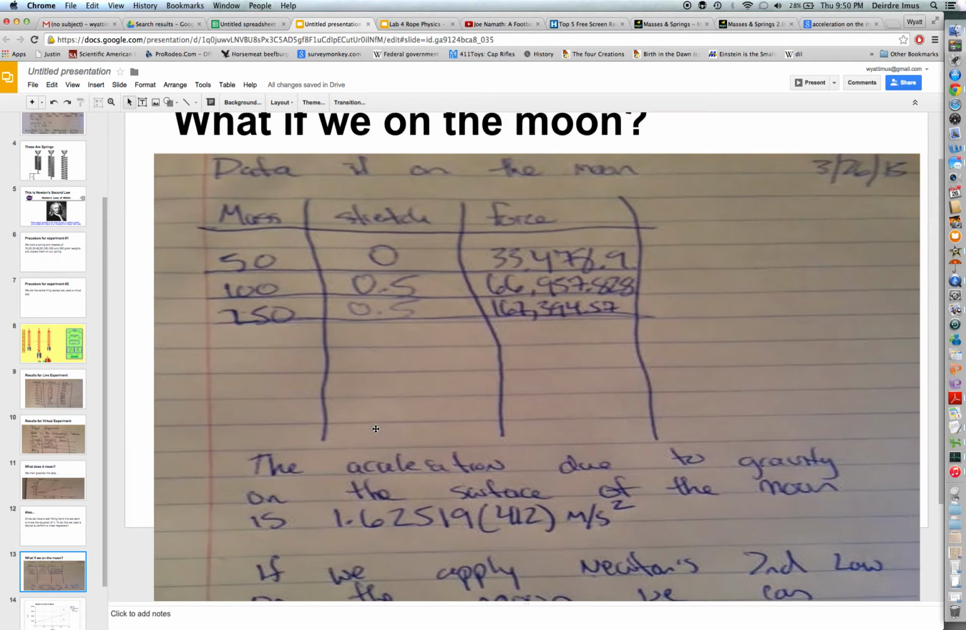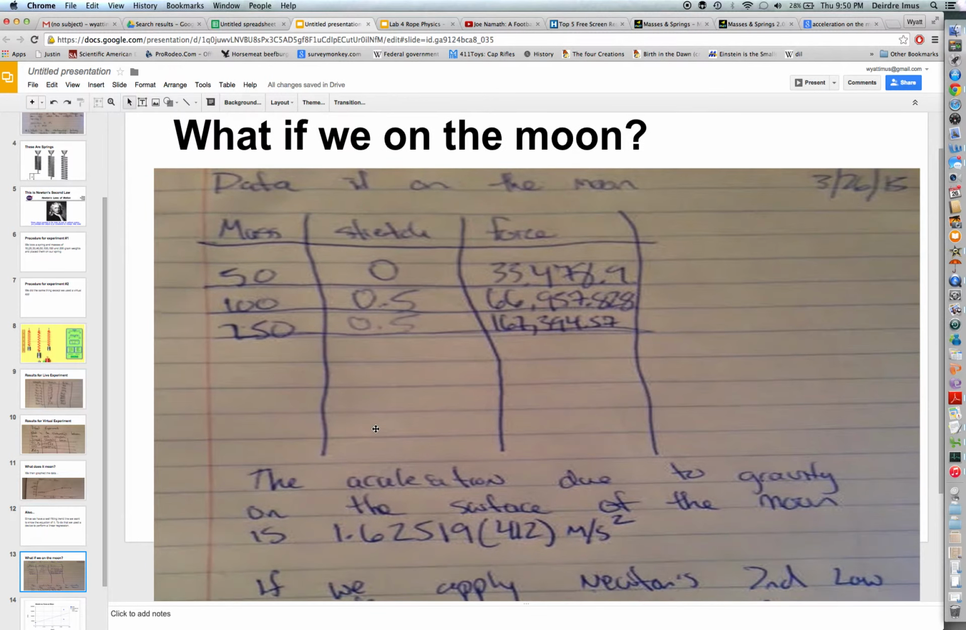Then we wanted to know, what if we were on the moon? To get data for the moon, I used the virtual app again, and I used the masses they provided and found the stretch roughly. And I found that the acceleration due to gravity on the surface of the moon is 1.6519 times 412 meters per second squared.